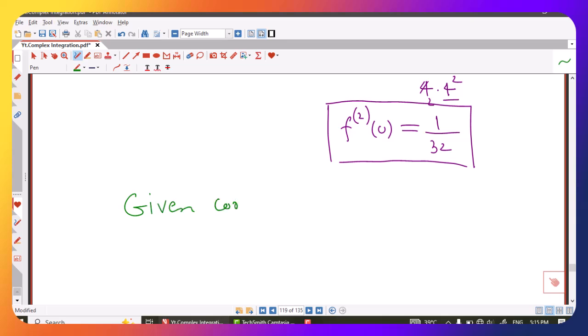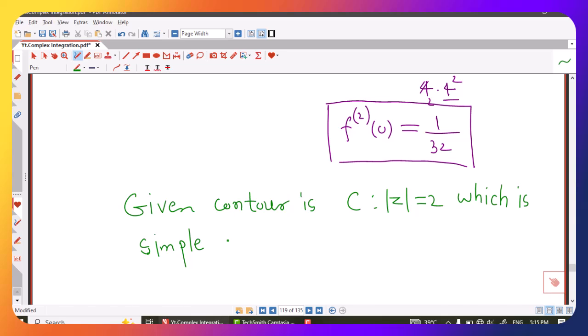Given contour is circle with center 0 and radius 2, and we know that circle is simple and closed, so we require simple closed contour, and our f of z is 1 divided by z plus 4.